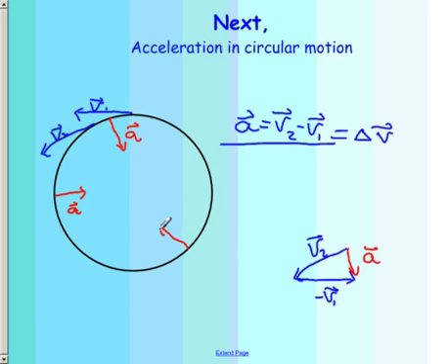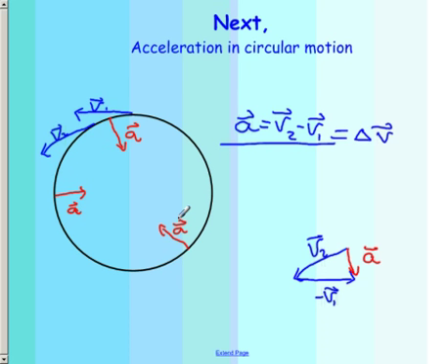Craziness here. This is a big idea, folks. One of the huge ones. Acceleration, when something is going in a circle, points to the middle of the circle. Always. Okay? Acceleration points to the middle.